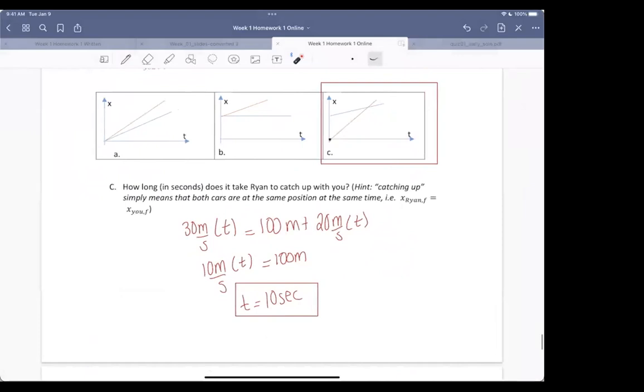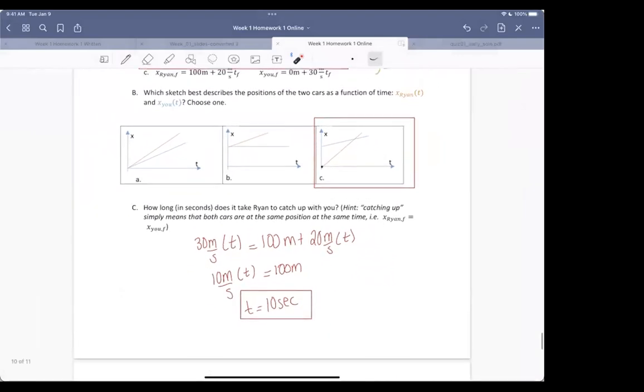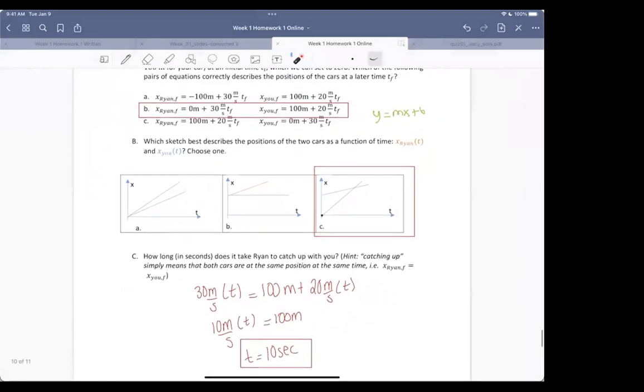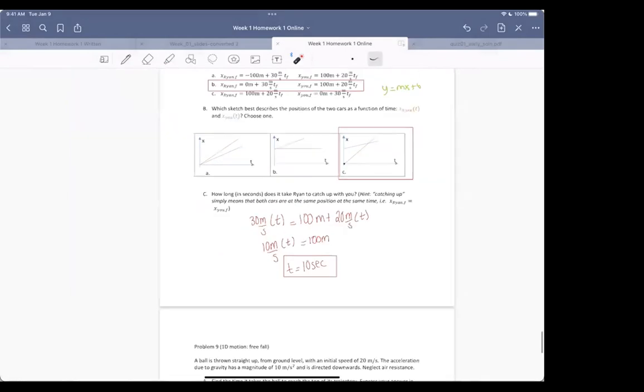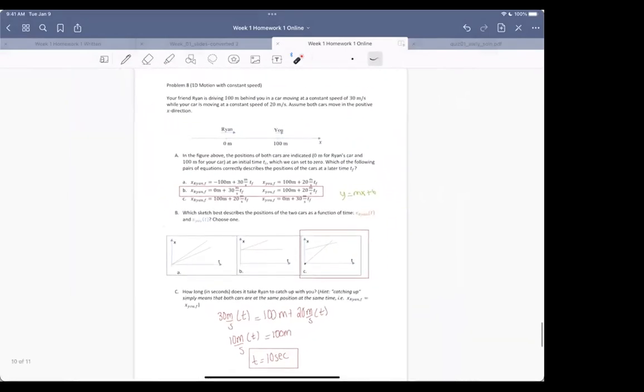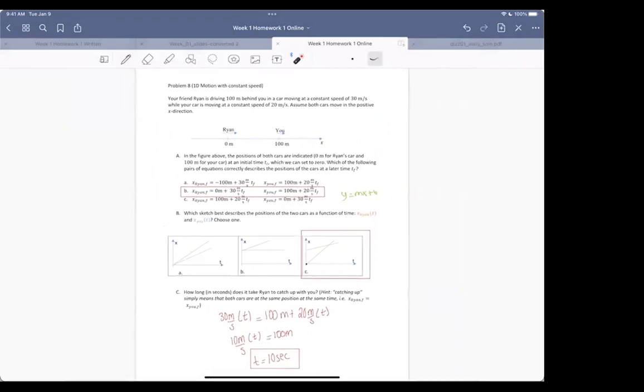And then part C is just asking how long does it take Ryan to catch up with you? And that's just a matter of setting both equations equal to each other. So we want to figure out 30 meters per second times t equals 100 meters plus 20 meters per second times t. So your equation equal to his equation, and then solve for time to figure out at what time you guys equal each other's positions. So yeah, that's a good example there.